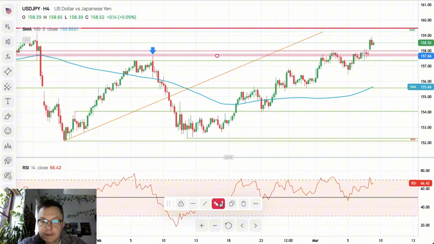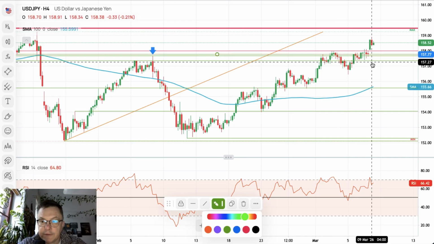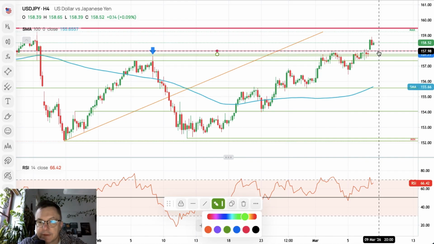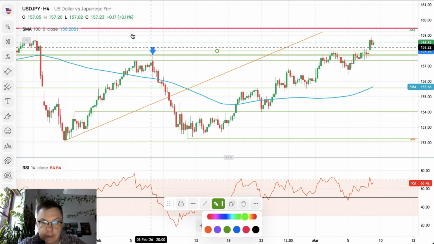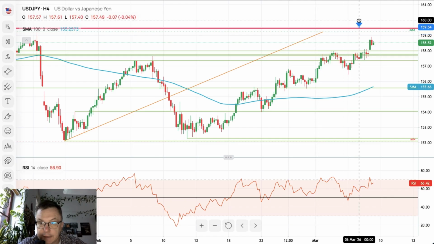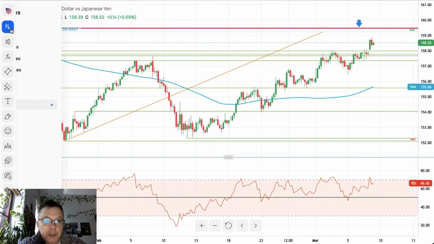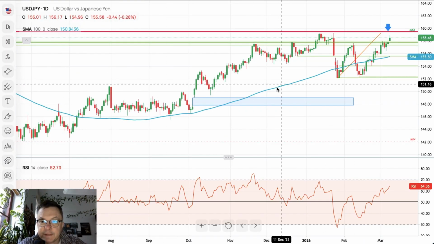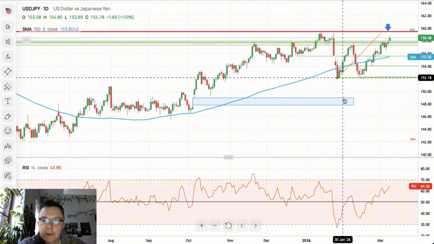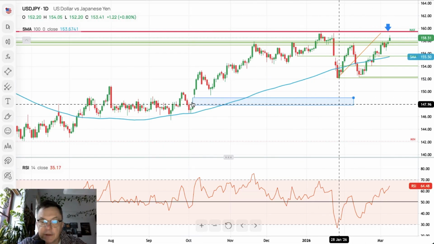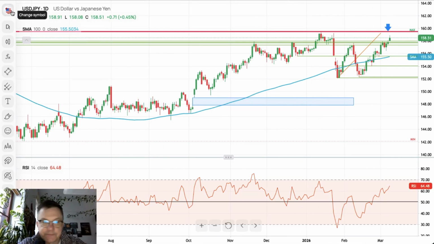Some sort of pullback or something like this. All of these levels are now the technical support levels here: 157.55, 157.77, 157.98. All of these levels are technical support, and now our blue arrow goes higher to the swing high located at 159.46. The swing high was made on January 14th, 2026. So that's the next target. Please notice this gap has not been covered yet as well.